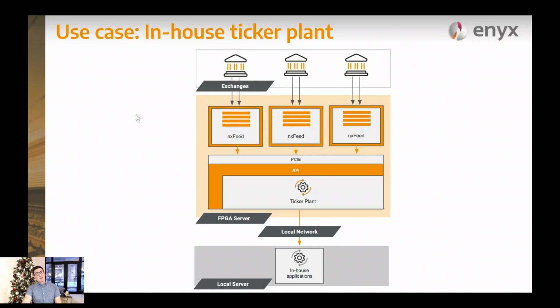So let's look at several use cases to define a little more what nxFeed is all about. In this industry, we often talk about ticker plants. Well, nxFeed is not one. nxFeed is a feed handler. And if you want to build a ticker plant, nxFeed can help you do that.